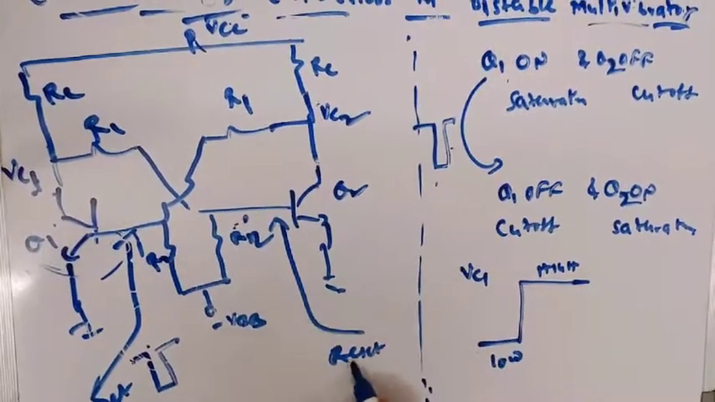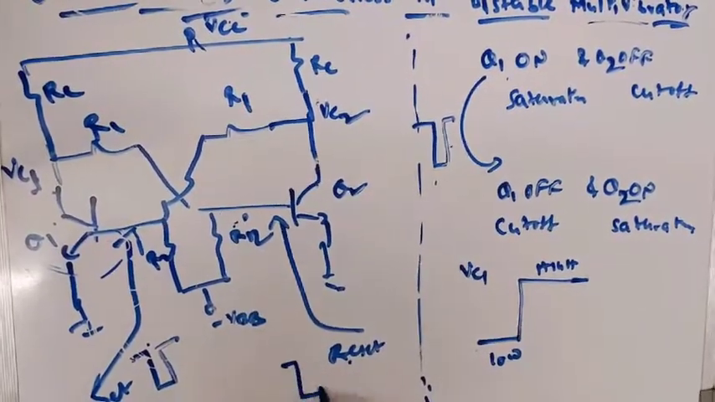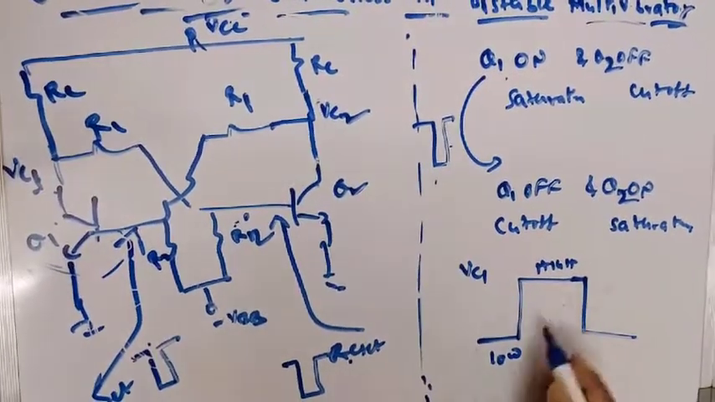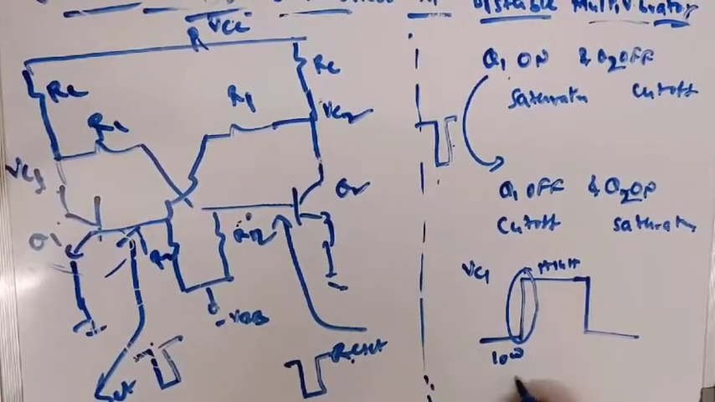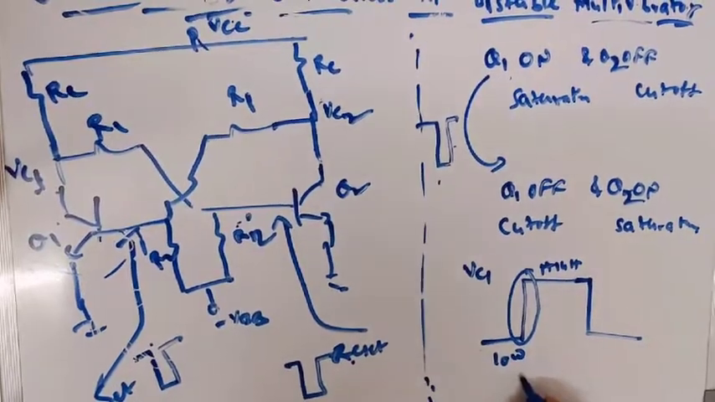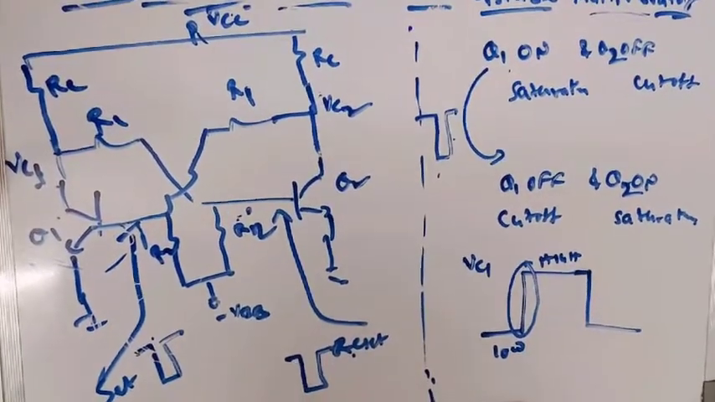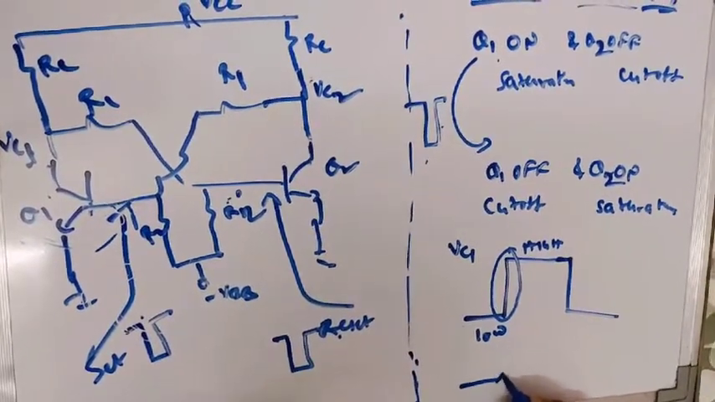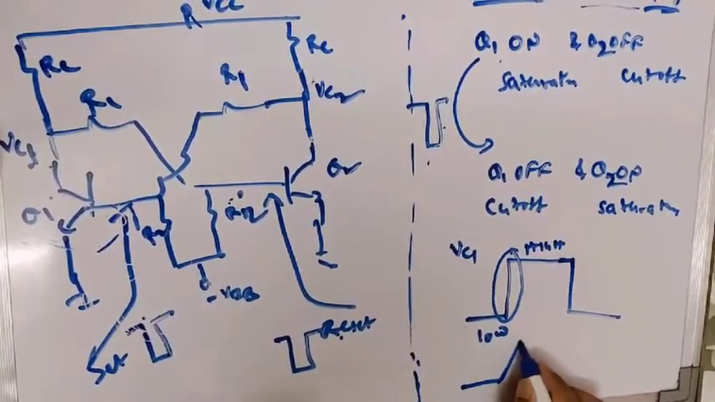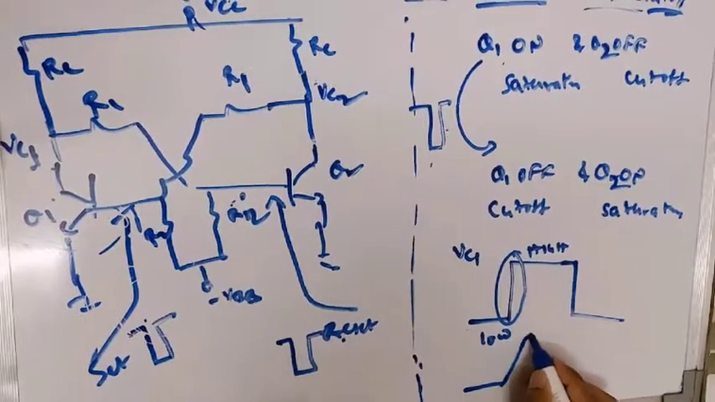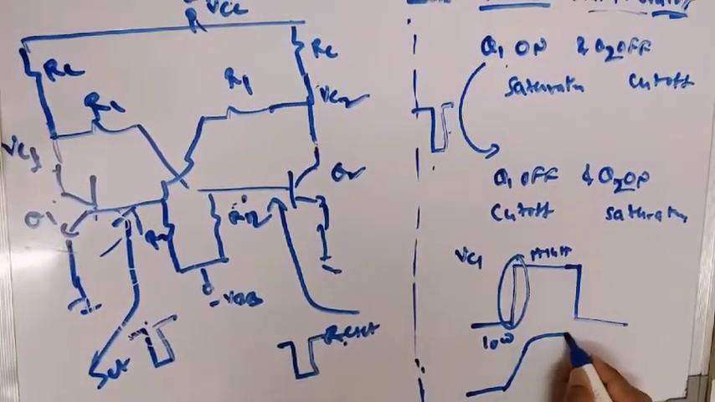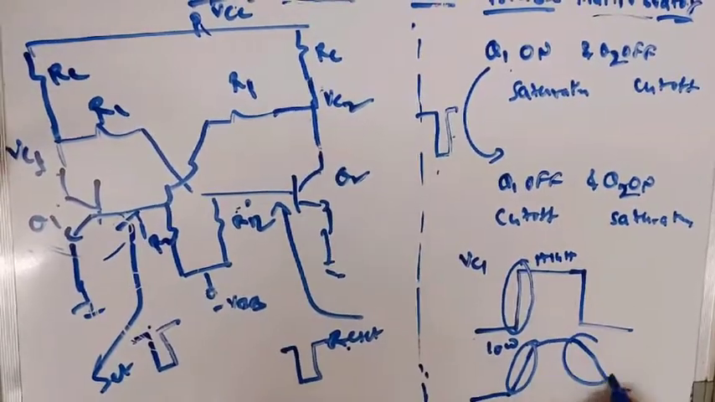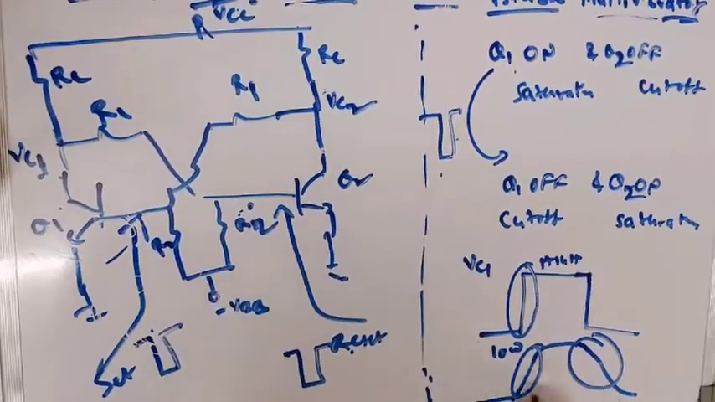When we apply a triggering here, a reset pulse, a negative triggering pulse, the transition will happen from high to low. This transition time should be as minimum as possible. Ideally it will be 0, but practically there is a transition time. The time interval during which the conduction transfers from one transistor to another transistor is called the transition period. This transition period needs to be minimized.